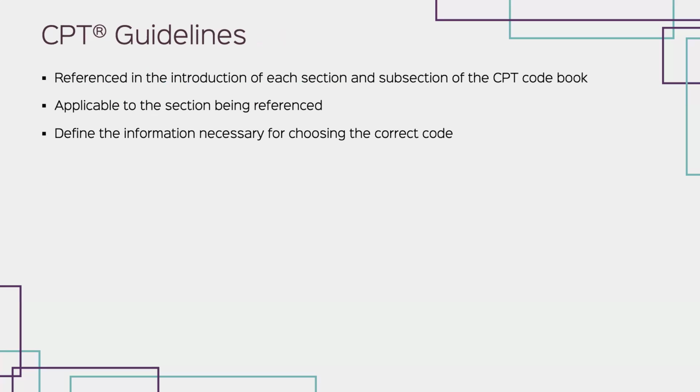There again is going to be an introduction of each section of the book, and then you have subsections found within each of the sections. Your guidelines will provide your specific information about how to apply codes within that section, such as when to add them together, report them separately, when to use modifiers, definitions of what makes a service complete versus limited, etc.